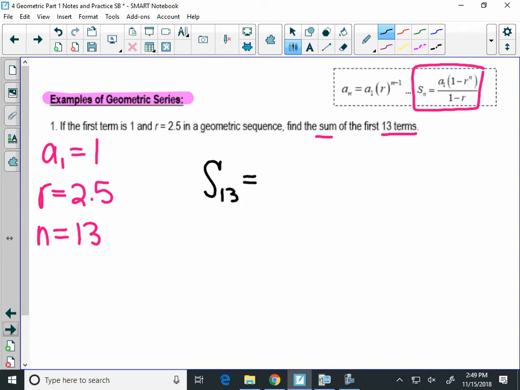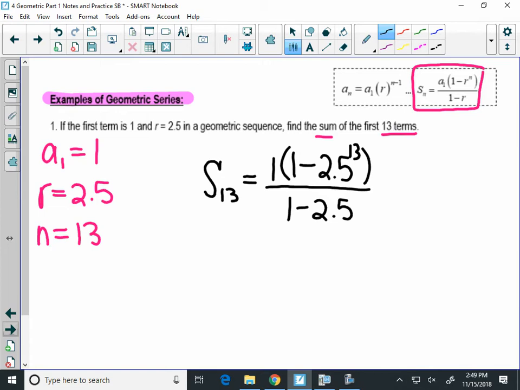Now it turns out I actually know all the information that I need. The formula, I start with a sub 1, which is 1 here. So I'm going to put a 1, remember this is a fraction, times some stuff in parentheses. Inside my parentheses is 1 minus. Now I take the common ratio, which is 2.5, and I'm going to raise that to the n power. Here that power is 13. Now the denominator of that fraction is 1 minus the common ratio.